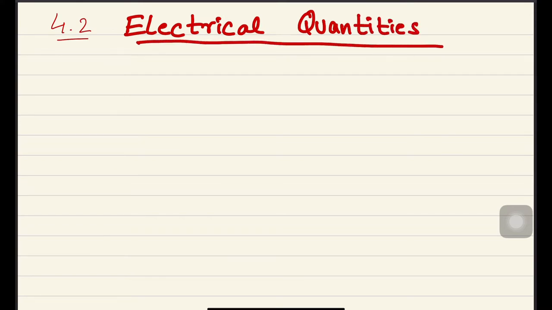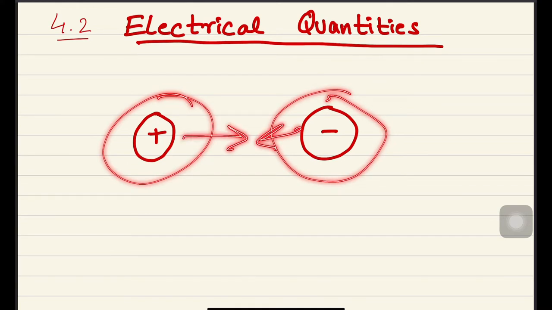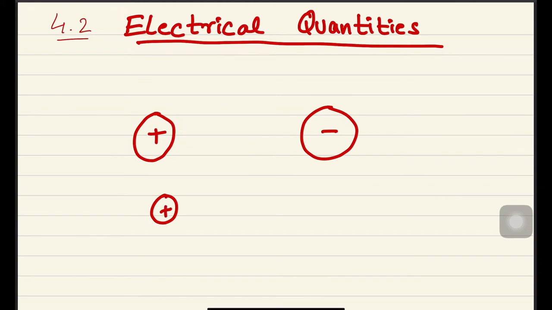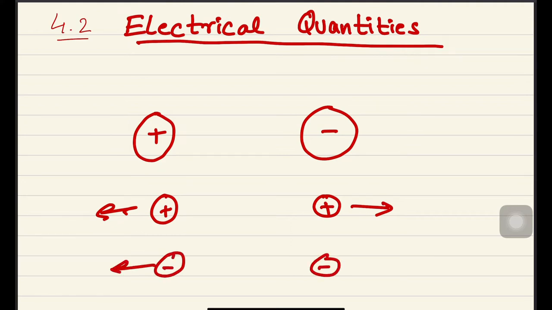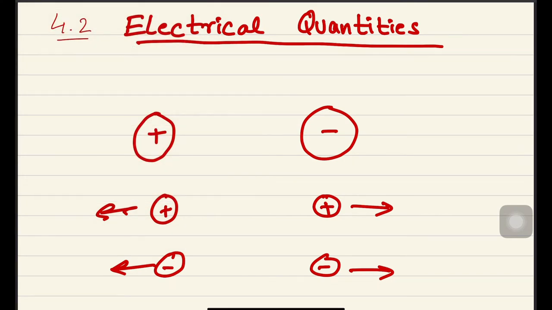Okay, so we'll start our discussion by discussing the types of charges. As we know, there are two types of charges. One is positive charge, the other one is negative charge. So we have to discuss the properties of these charges. If you have a positive charge and a negative charge, they will be attracted towards each other. And if we have the same charges, let's suppose we have two positive charges in front of each other, of course they'll repel each other. And if we have two negative charges in front of each other, they'll also repel. It's just the basic phenomena. So we can say that like charges repel each other, and unlike charges attract each other.